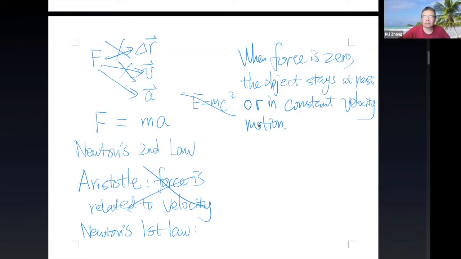So this is the first law. When there's no force, the object either stays at rest or moves with constant velocity, or in constant velocity motion. And basically, this first law talks about something called inertia.